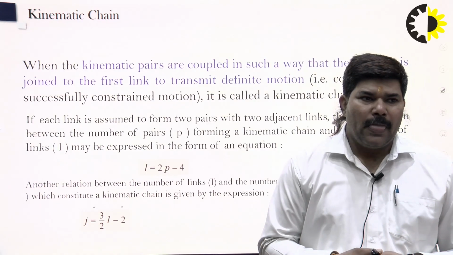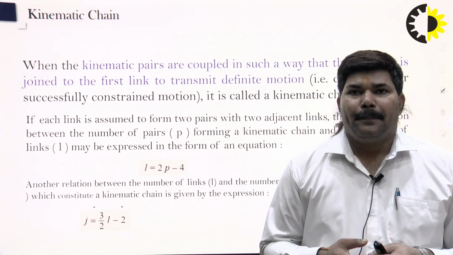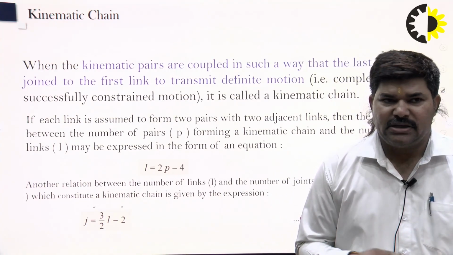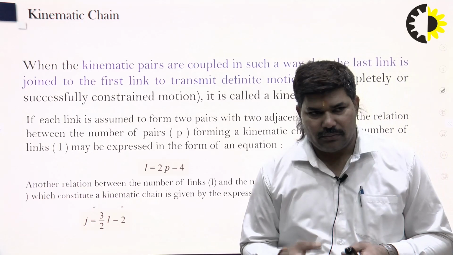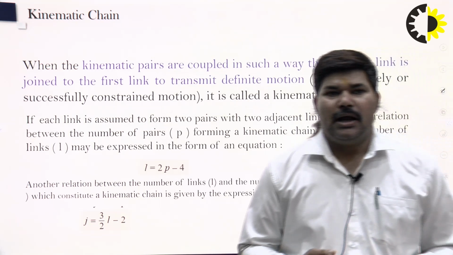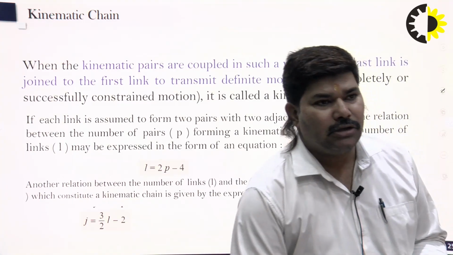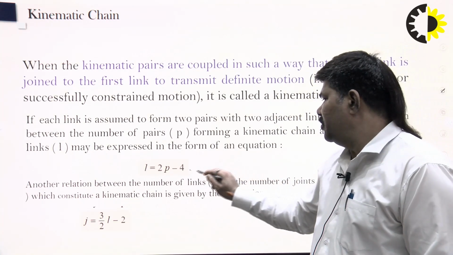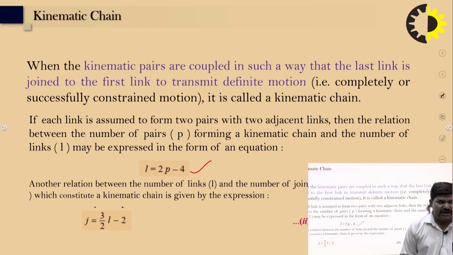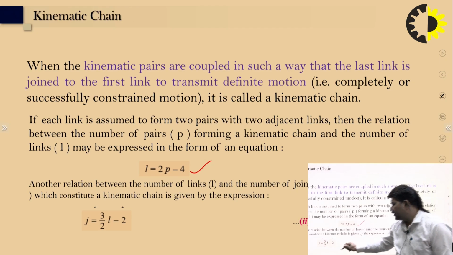If each link is assumed to form a pair with two adjacent links, then the relation between the number of pairs, represented by P, forming the kinematic chain, and the number of links, L, can be expressed by the equation L = 2P - 4. Another relation, between the number of links and the number of joints which constitute the kinematic chain, is given by the expression J = (3/2)L - 2.